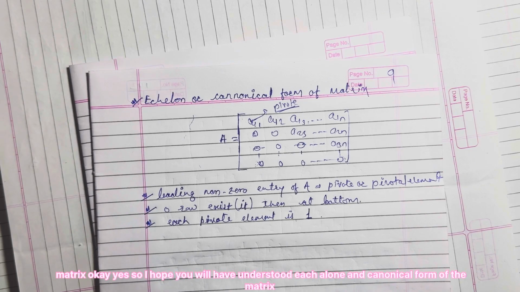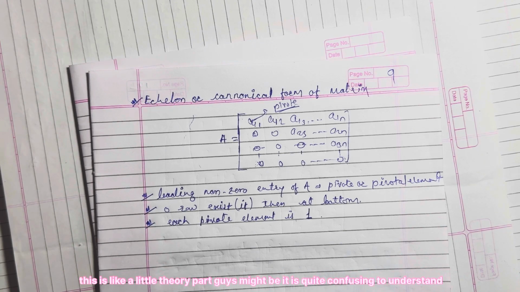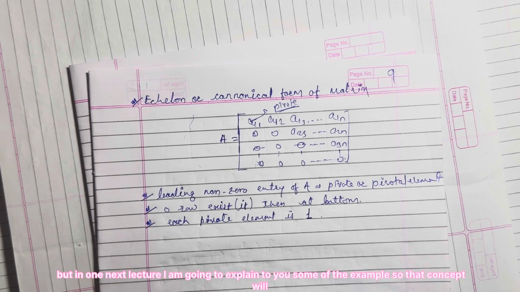I hope you all have understood the echelon and canonical form of the matrix. This is a little theory part, guys. It might be quite confusing to understand, but in our next lecture I'm going to explain with some examples, so that the concept will be crystal clear for all of us. We'll see that part in our next lecture.